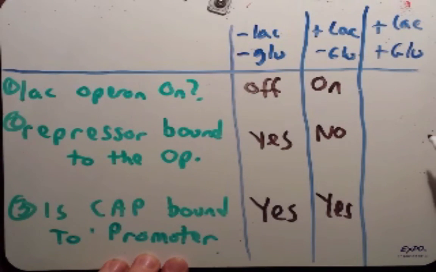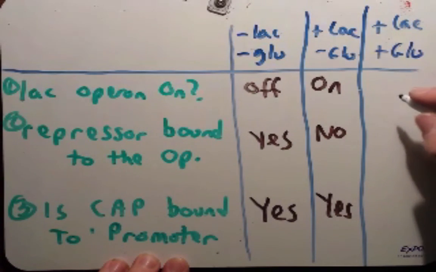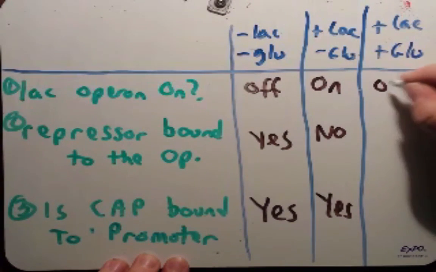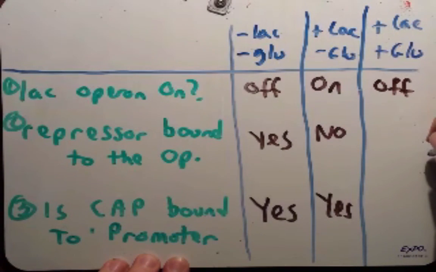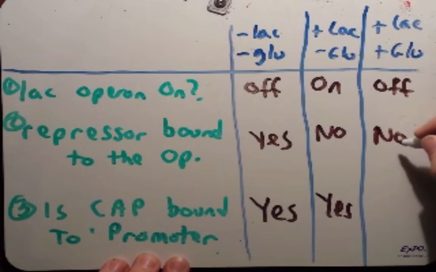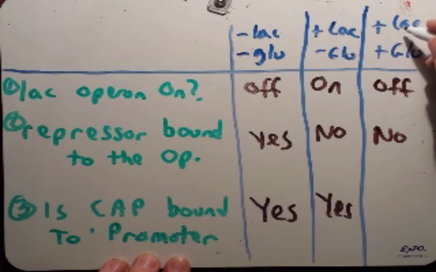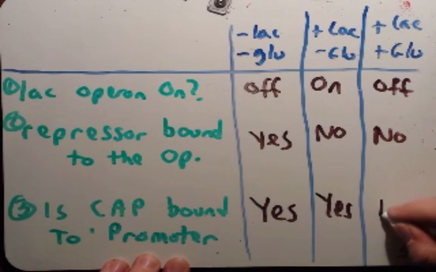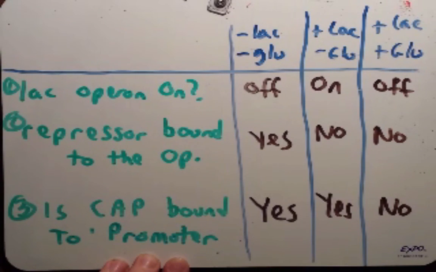Okay, let's look at this last situation. When you have both lactose and glucose present, will the lac operon be on? No, it will be off. Is the repressor bound to the operator? The answer is no. It's not bound to the operator because lactose is present. It's going to bind to the repressor and pull it off of the operator. However, that's not enough to turn this gene on, because to turn the gene fully on, we need to have CAP bound to it. And we can say that CAP is not bound here.